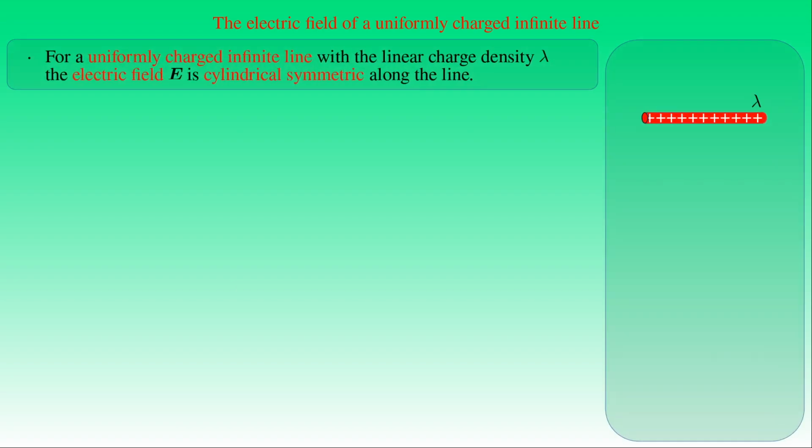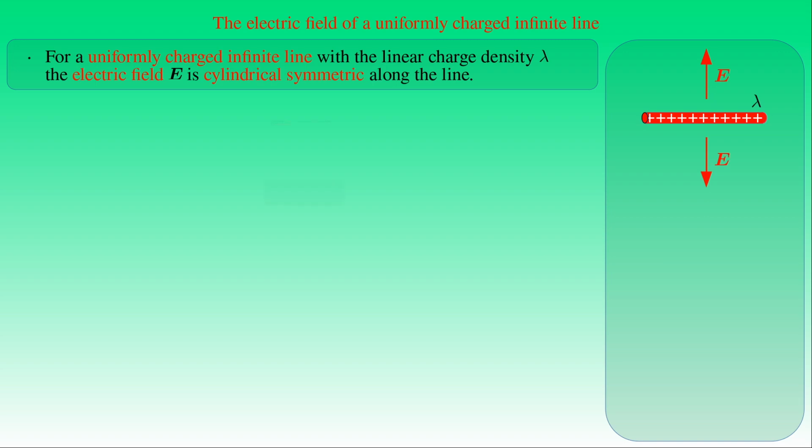After having studied spherically symmetric electric fields, let us see how we can apply Gauss's law to determine the electric field for a uniformly charged infinite line, where the linear charge density lambda is constant along the line. We have already seen that the electric field for such a distribution of charge is cylindrically symmetric along the line. If the charge density lambda is positive, then the electric field E points radially outward from the line of charge.